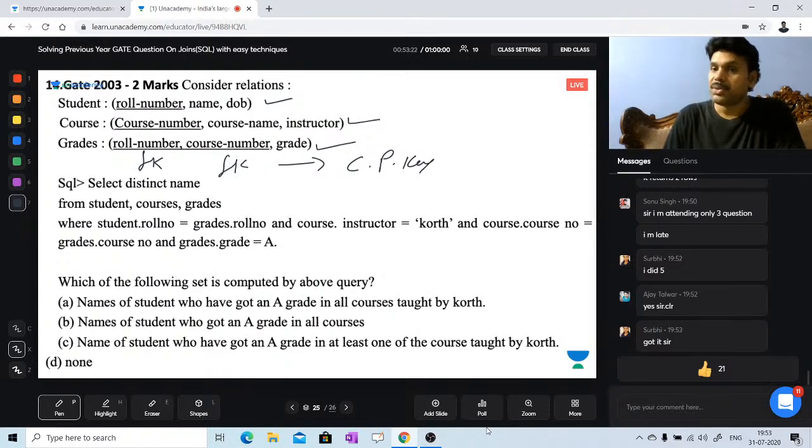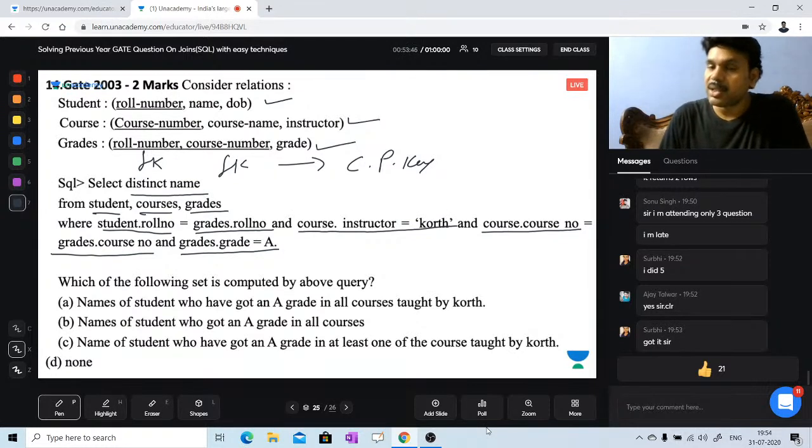Okay. Now you study the query carefully. Select distinct name from student, courses, grades, where student.roll number is equal to grades.roll number, and course.instructor is equal to course, and course.roll number is equal to grades.roll number, and grade is equal to A.